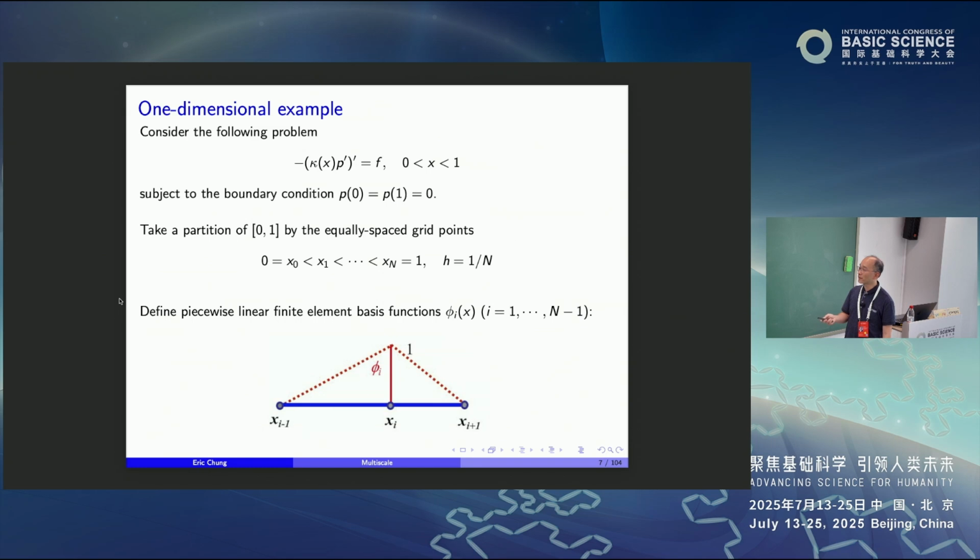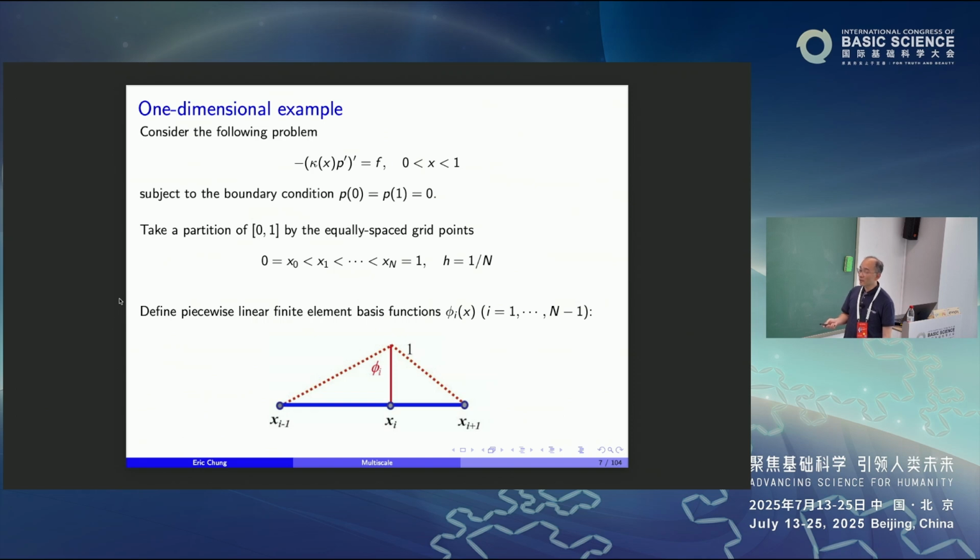And then for the boundary condition, we set P to be 0 at the two endpoints, and then try to solve P for x between 0 and 1. Basically P is the solution of this second order ODE, and this kappa x is a given function that can be highly oscillatory.